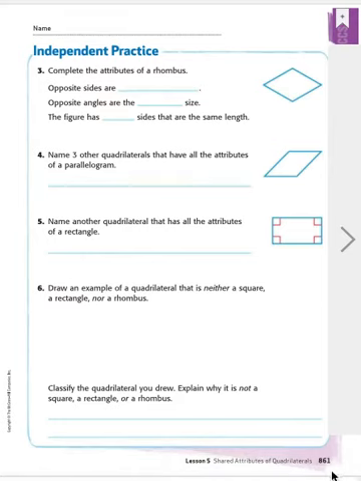Okay, we're on 861. Let's start with number 3. It says, complete the attributes of a rhombus. This is a rhombus right here. Opposite sides are what? Well, if we look at the opposite sides, we see they're the same distance apart. They're never going to touch. What was that word again? Good. Parallel.